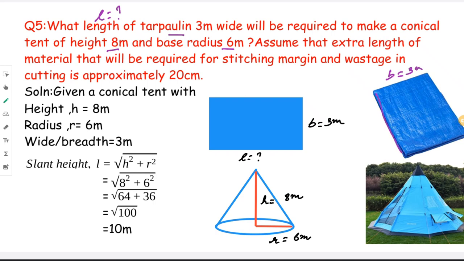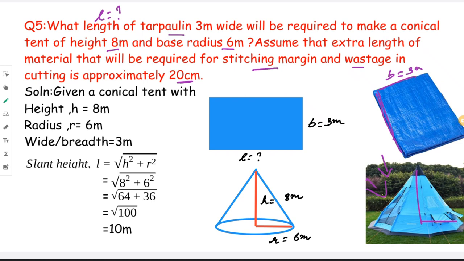So now what are we doing with this tarpaulin? We're making it into a tent, right? They've given us a height, they've also given us a radius. So remember that while we are converting this tarpaulin into this conical tent here, we'll not be using all the length, right? Why? Because there will always be stitching margin and wastages, which they have already given us to be 20 centimeter. I'll explain while we're solving it.